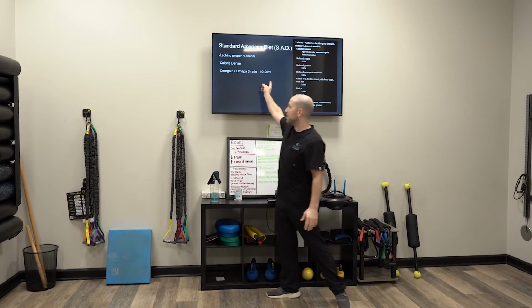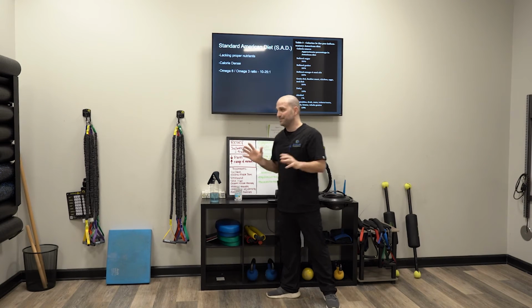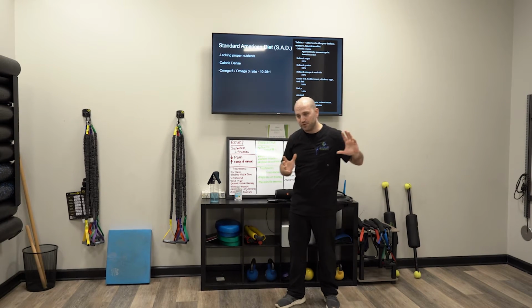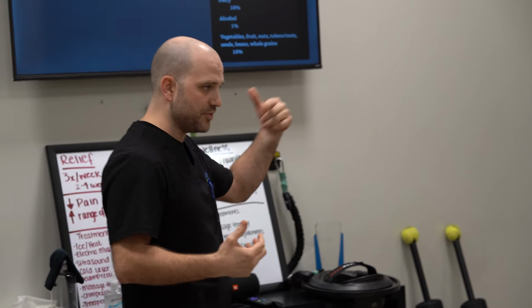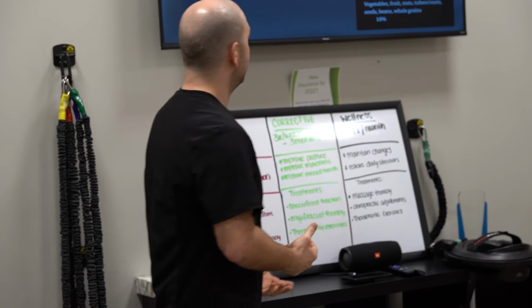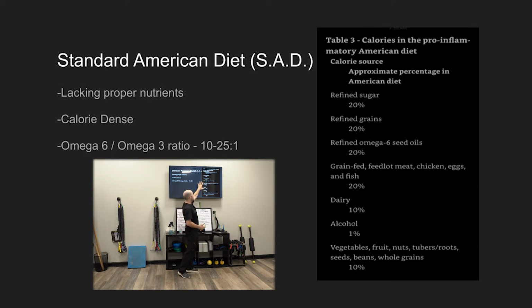And this is one of the primary things that pushes an inflammatory pathway in the body: the way that the body breaks down these fatty acids and the products that it produces as they're broken down. So if you look over here, this is percentage based, showing where the calories come from in our diet.